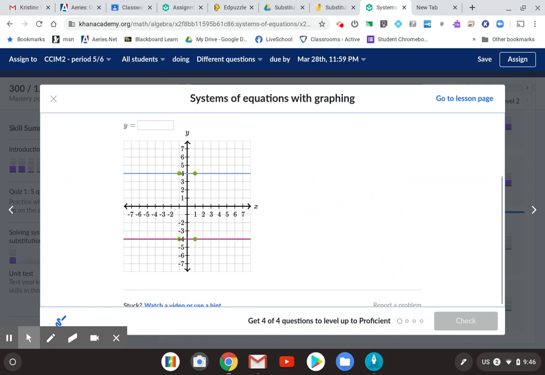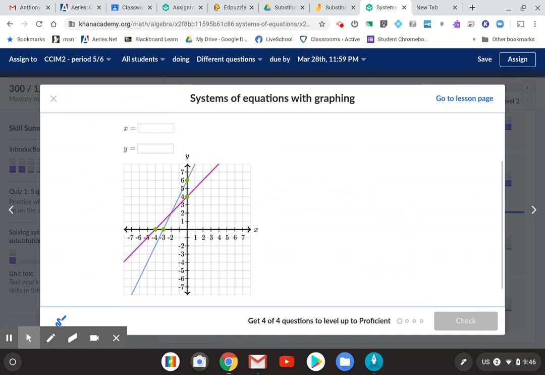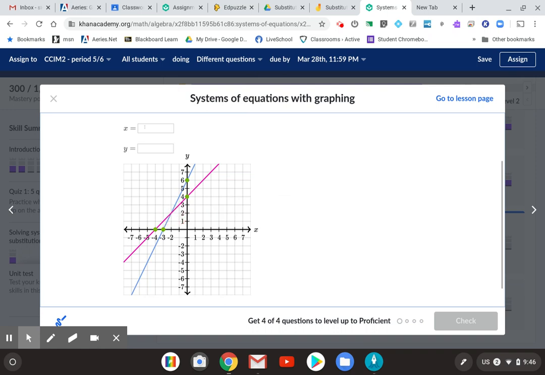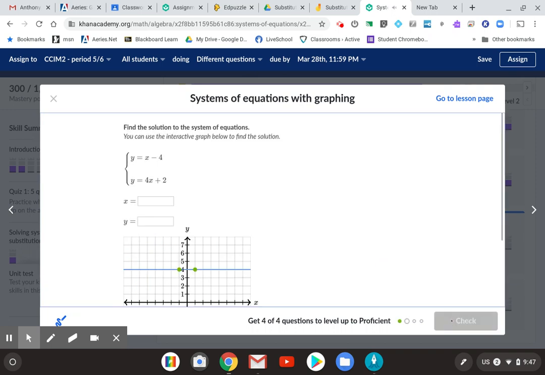So I'm going to take that first equation, and I want to put the x at negative 3, the y at 6. And for the next one, the x was at negative 4, and the y is at 4. And if you notice, they meet right here, which is negative 2, 2. So I'm going to put it in. Negative 2, 2. I got it. All right, next question.